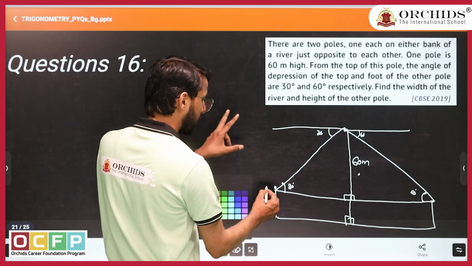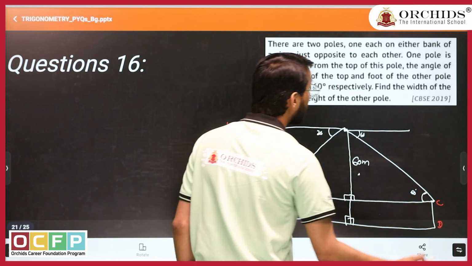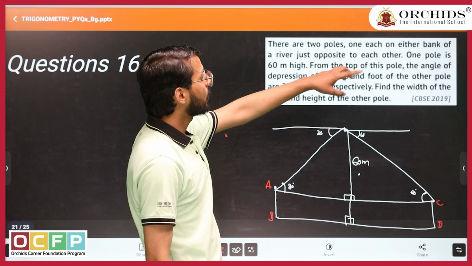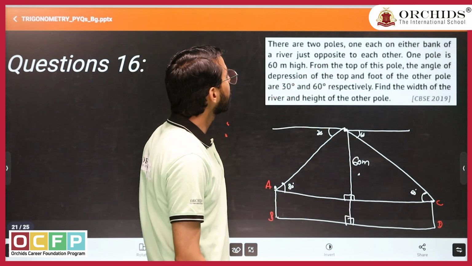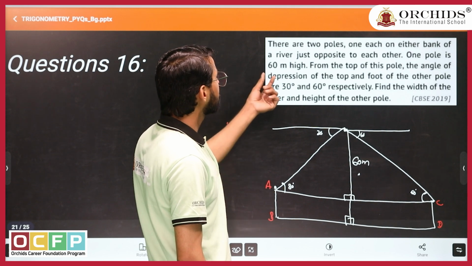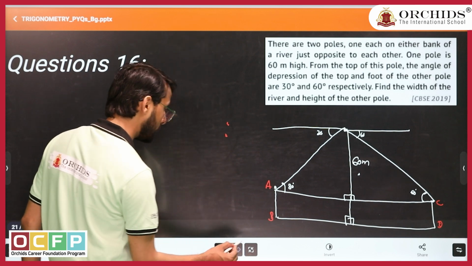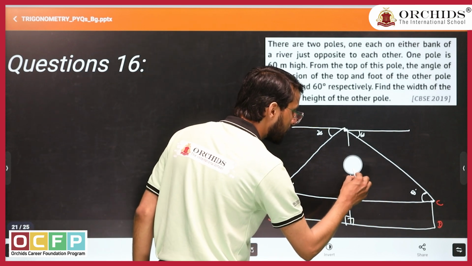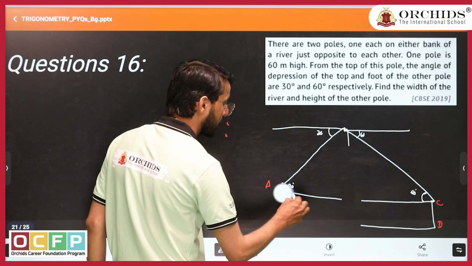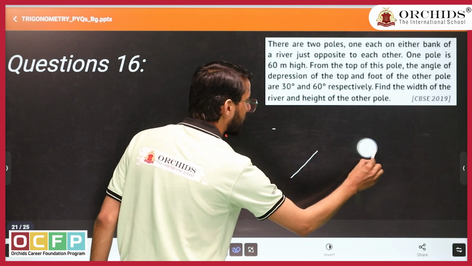Two poles, I have taken first pole as AB, second pole as CD. Now one each on either bank of a river just opposite to each other. One pole is 60 meter high and the other we don't know. So this diagram is not perfectly correct because 60 meter high we have taken here. Can we remove this part again? Let's draw the diagram again.